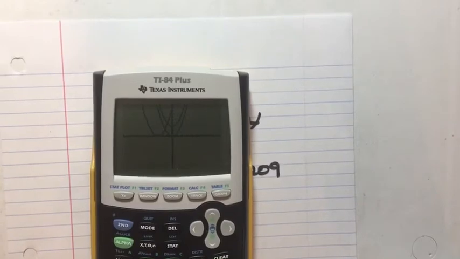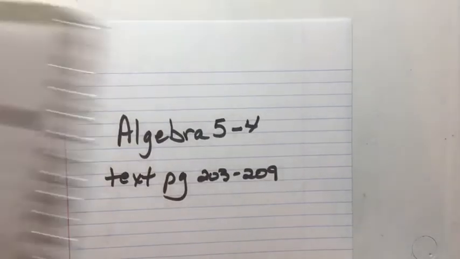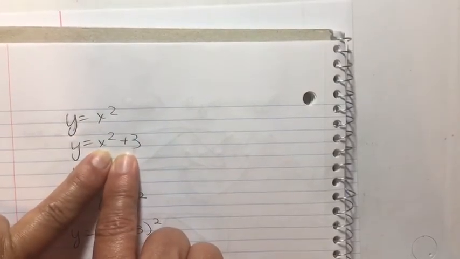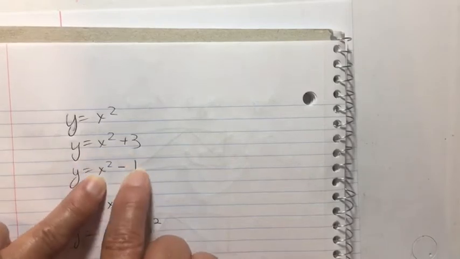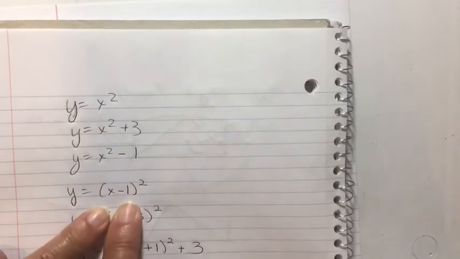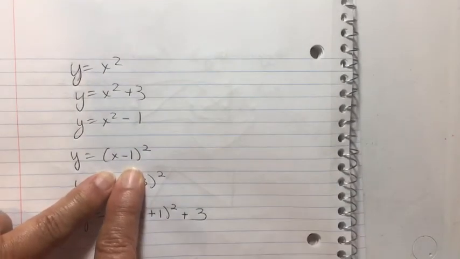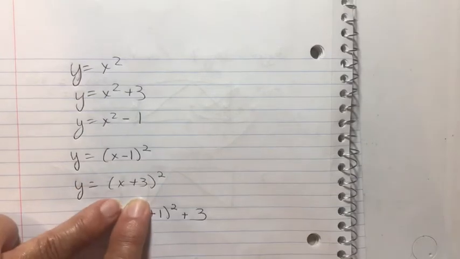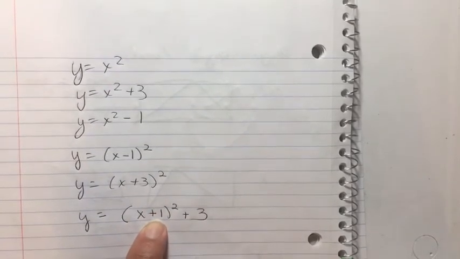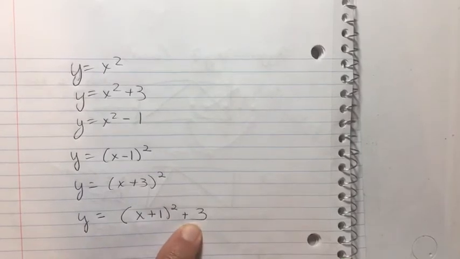Well, what we're doing today is basically that same knowledge. Before we take notes, let's look through this real quick. Here's our parent function. Ask yourself, what does this do? Moves it up 3. What does this do? Moves it down 1. What does this do? It moves the parabola to the right 1. This moves the parabola to the left 3. So this does 2 things to it. It takes it and moves it to the left 1, and it moves it up 3.